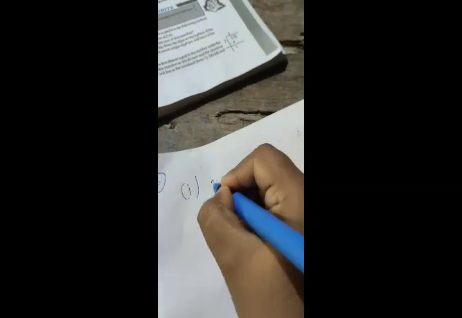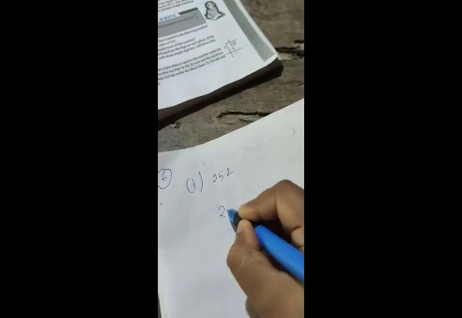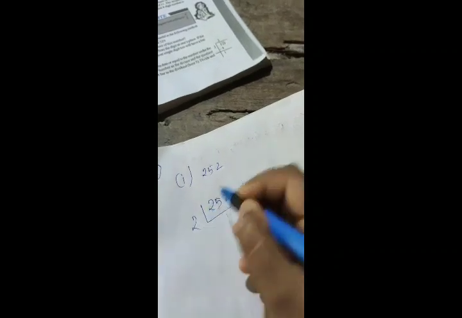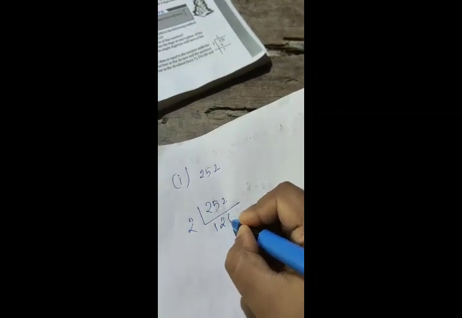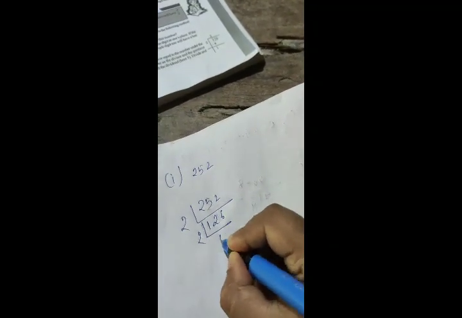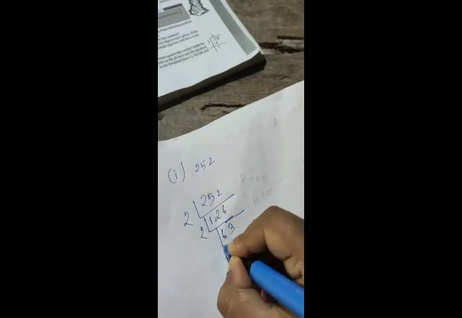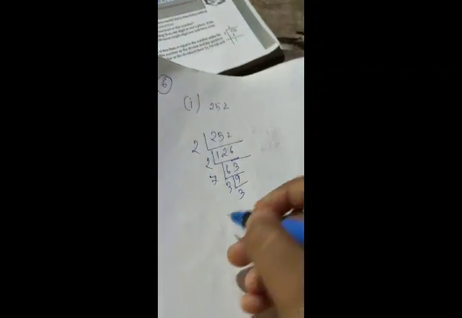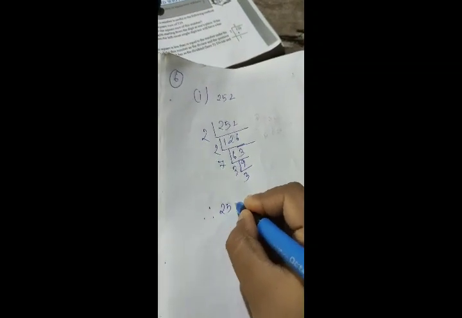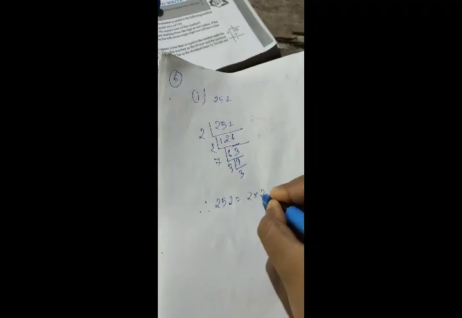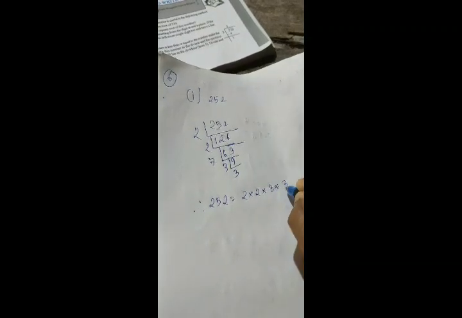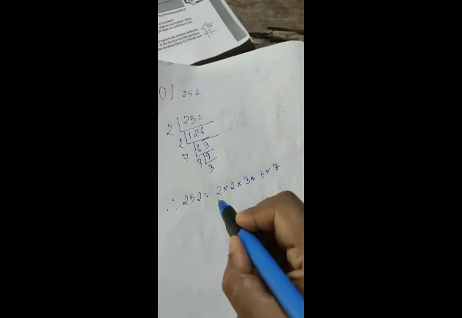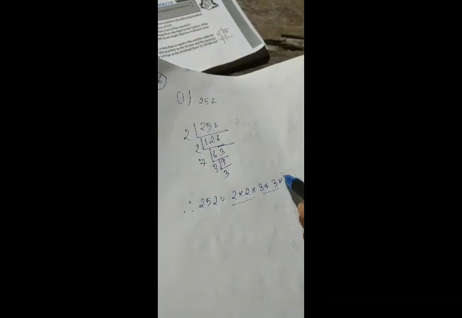So first we take 252. First, the same process: prime factorization. 2 ones are 2, 2 twos are 4, 6, 2 threes are 6, and 3, 7 nines are 63 and 3 threes. So 252 is equal to 2 into 2 into 3 into 3 into 7. So a pair of 2s, a pair of 3s, only 7 has no pair.